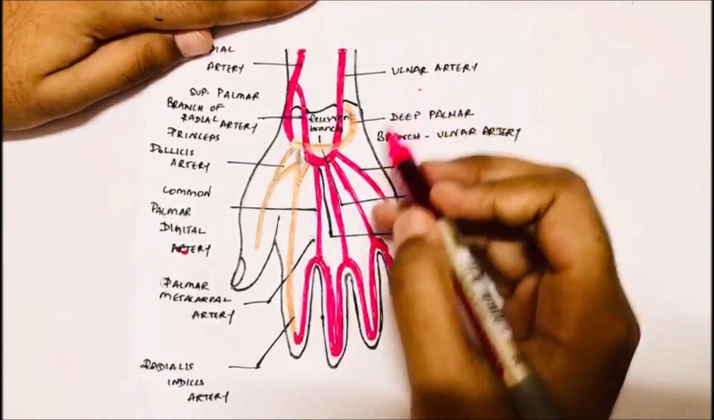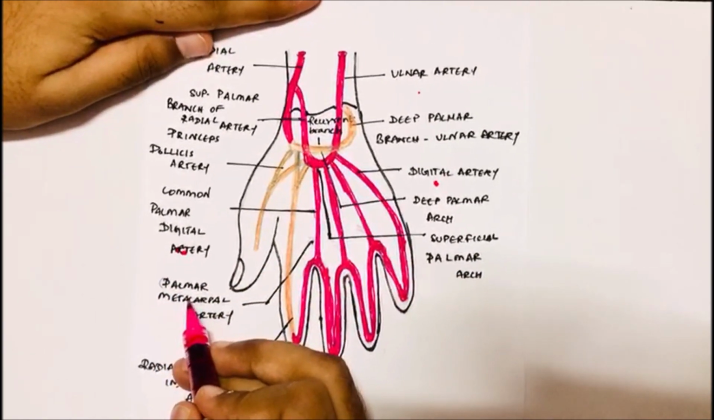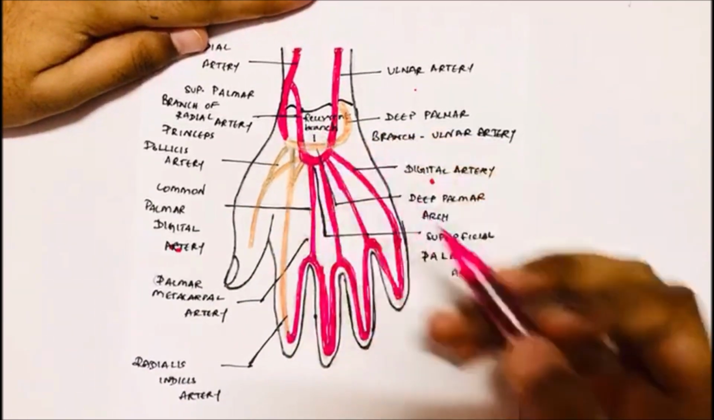Let us move on to its branches. There are three main important branches which are three palmar metacarpal arteries, three perforating arteries and the recurrent branch.